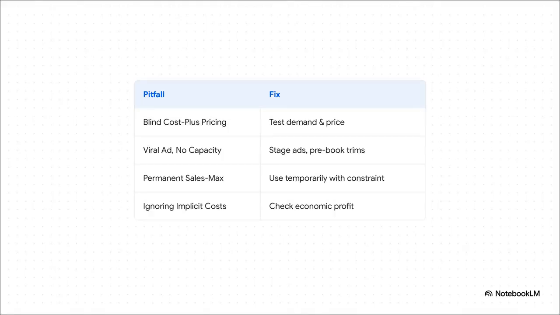Finally, let's quickly go over some common mistakes. Things like just blindly adding a markup without thinking about the customer, or going viral before you're ready, or completely ignoring those hidden opportunity costs. These are the traps that can sink a new brand. The fix for all of them? Be strategic, be data-driven, and be brutally honest about your numbers.